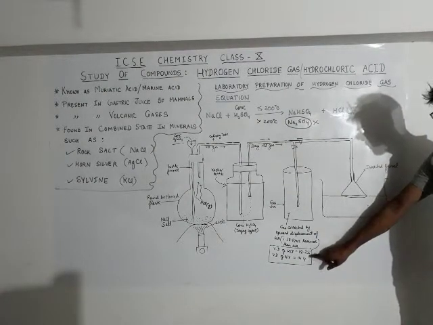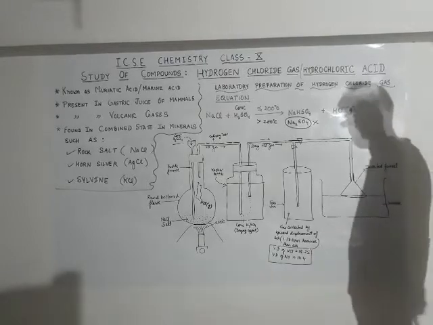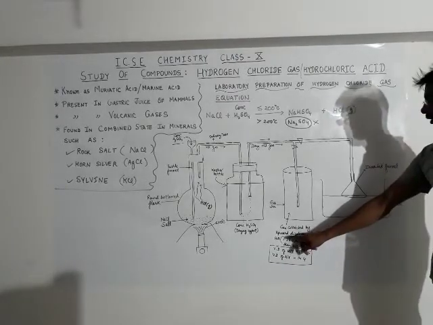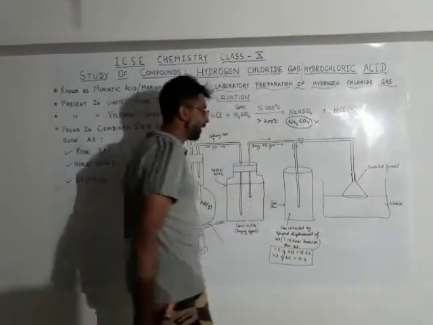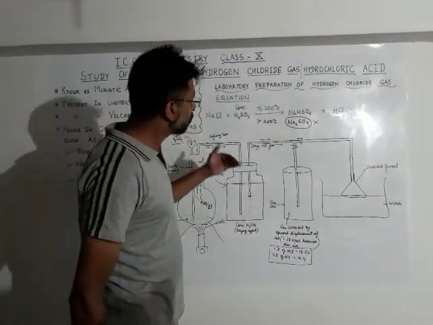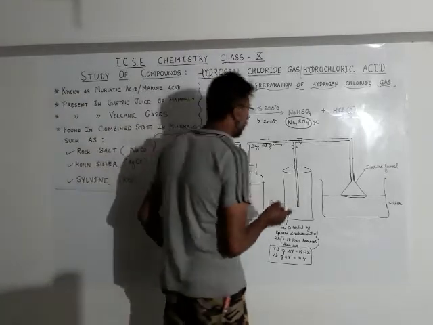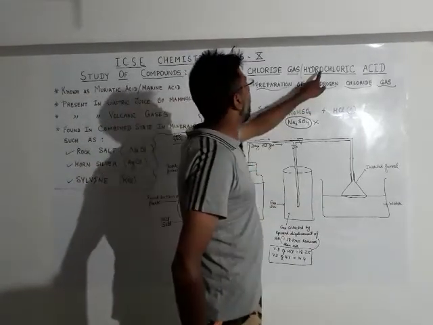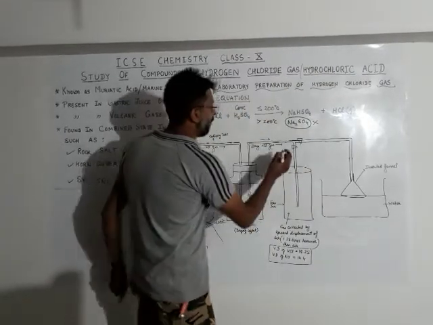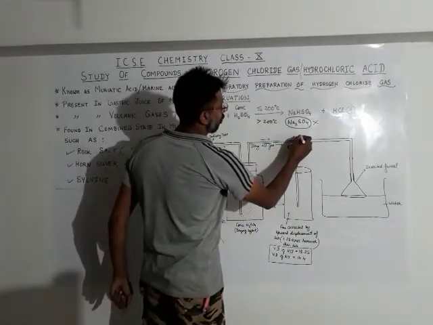Hydrogen chloride gas is denser, heavier than air. That is why it is collected by a method called upward displacement of air. It is 1.28 times heavier than air. Now suppose I want to dissolve this hydrogen chloride gas in water and prepare hydrochloric acid, then I must close this tap and open this tap.